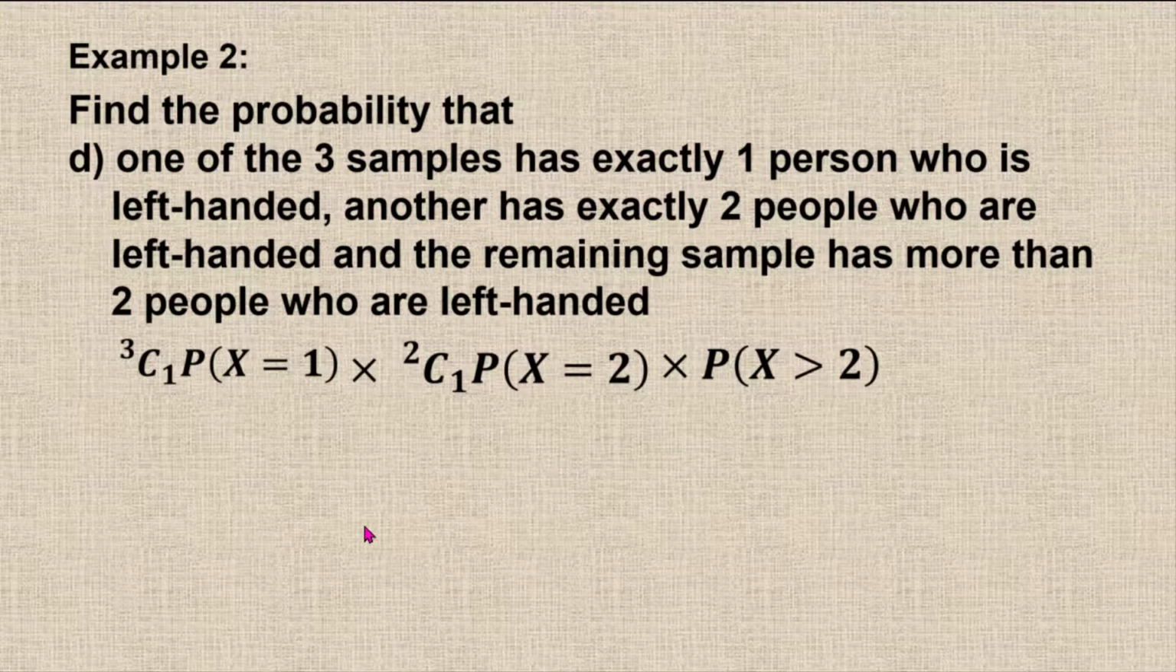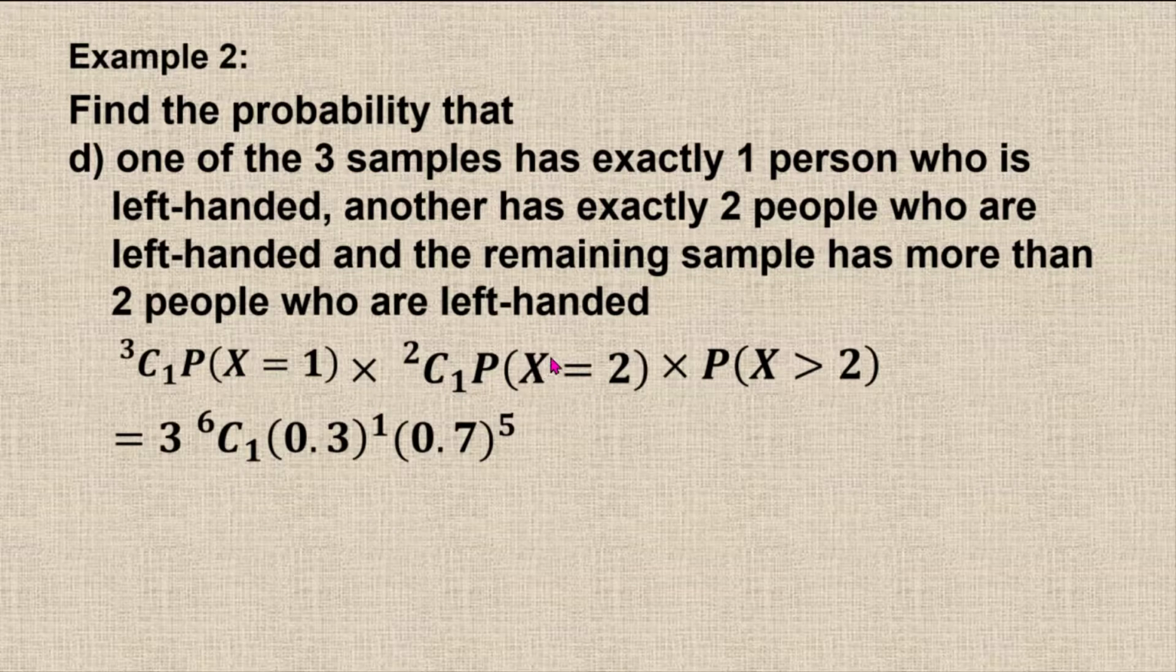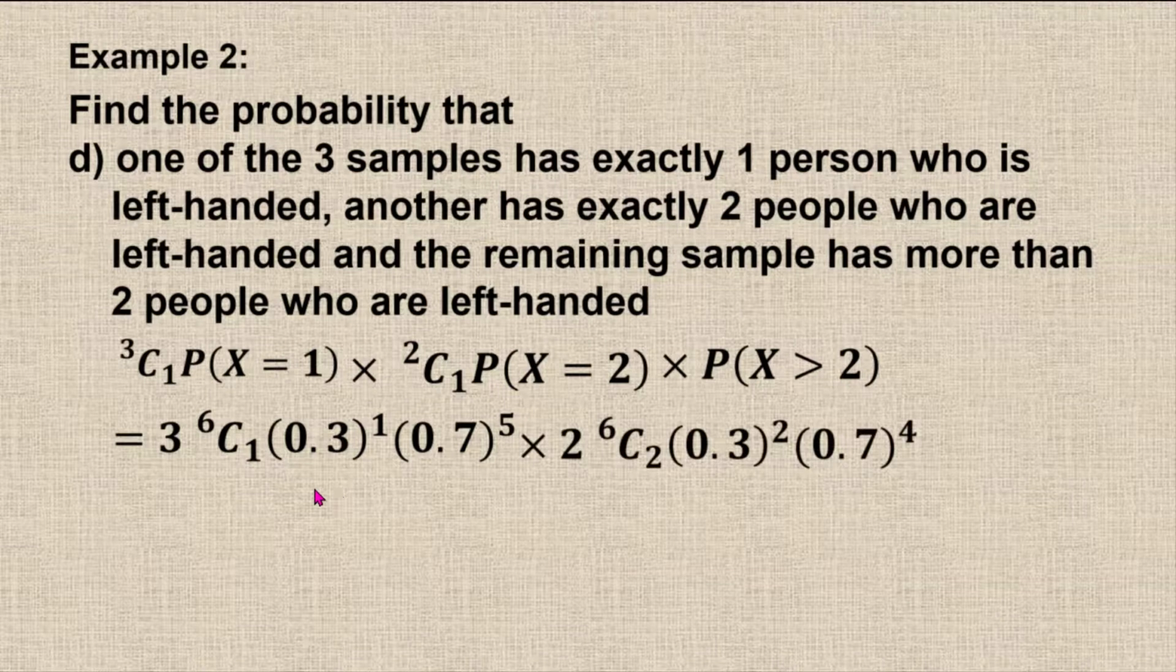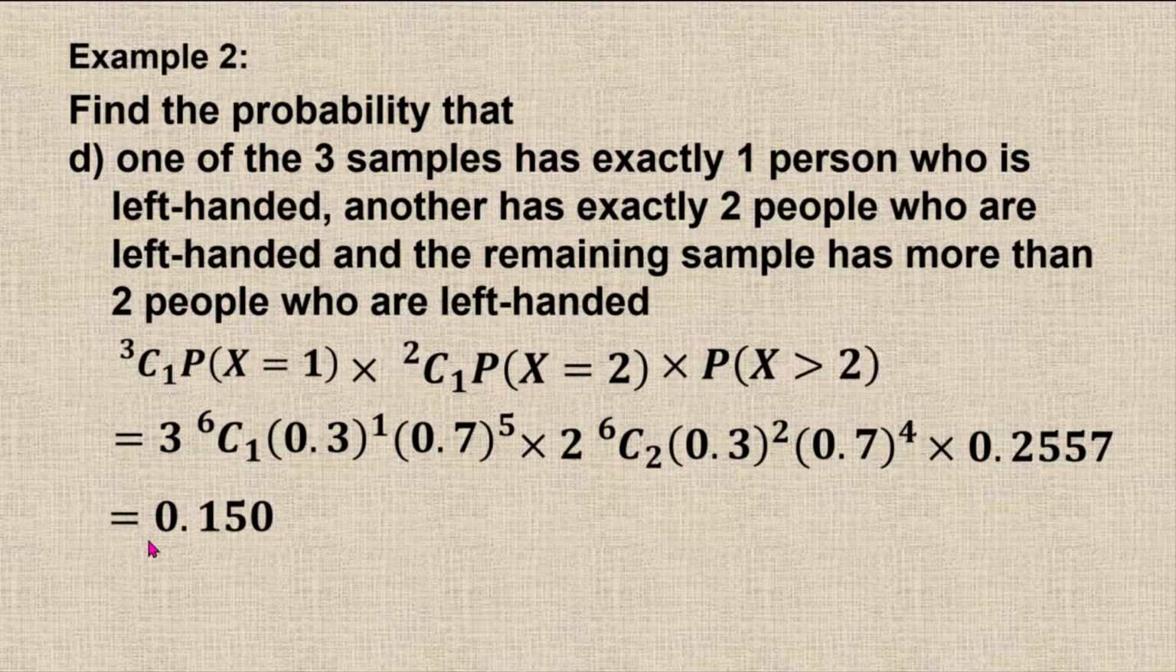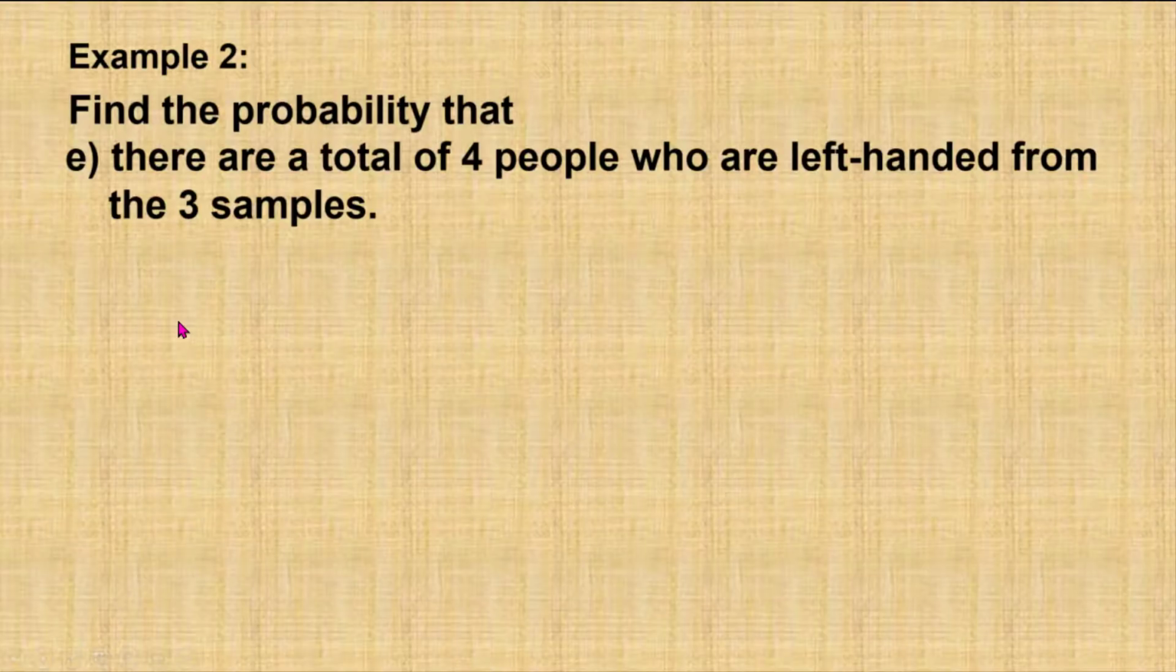The probability of x equals 1 and x equals 2 can be calculated by using the binomial formula, and the probability of x greater than 2 can be taken from question A. After calculated, the answer is 0.150. Question E.